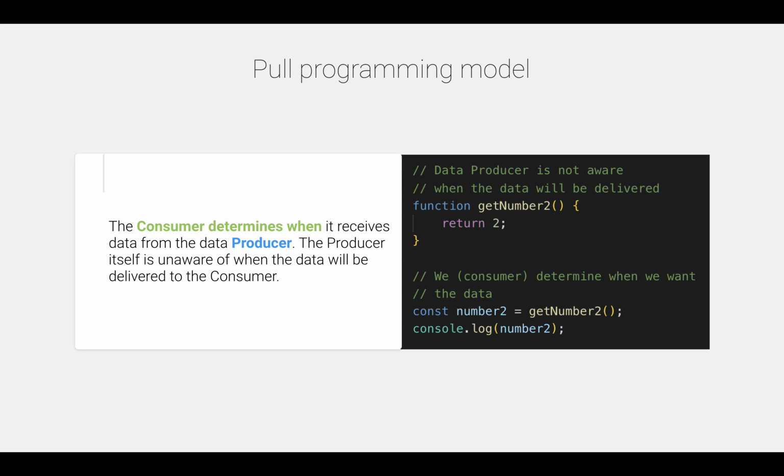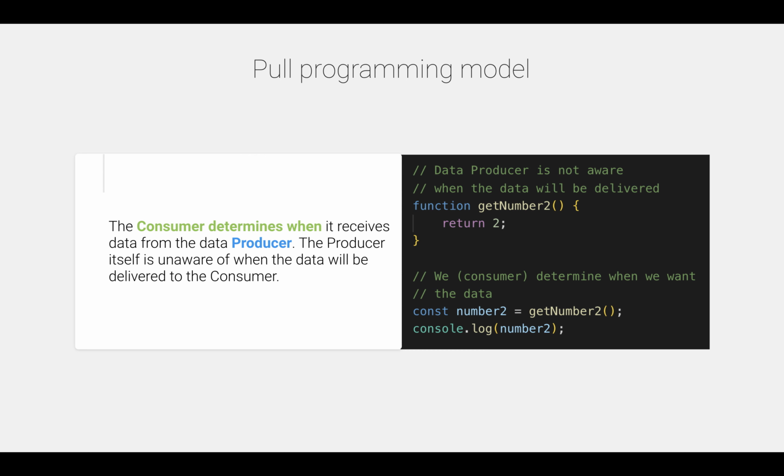As we can see in this example, where we say const number 2 equal get number 2, we are deciding when we want to get that data, because the get number 2 function is synchronous. So we know anytime that we call the get number 2 function, we're going to get a value. So we are deciding when we want to get that value. And that's what the pull programming model is all about. You decide when to get the value, because you're dealing with synchronous code.